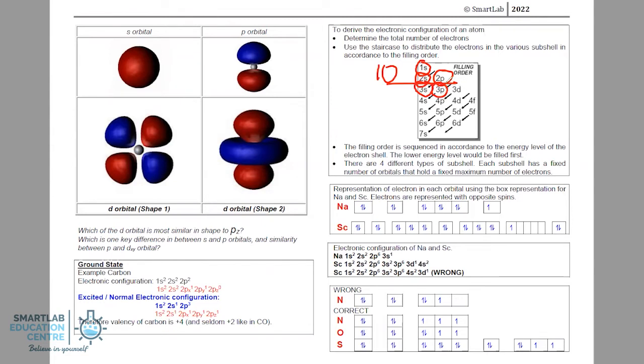And then bear in mind, it's not going to fill up the 3d first, because based on the staircase, the arrow that is indicated, you have to fill the 4s. So therefore, in this case, at this stage, you would have filled 8 in 3s and 3p, I'm sorry, and you would have filled 2 in 4s. So at this stage itself, you totally deployed a total of 20 electrons. So the final electron will have to go to your 3d.